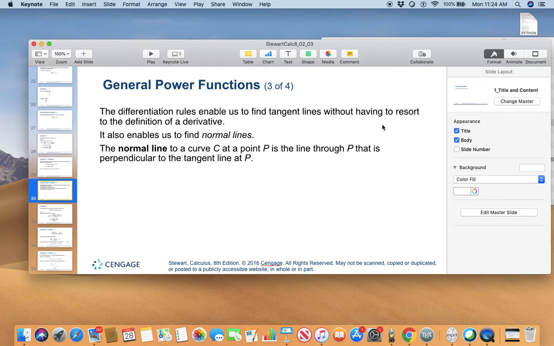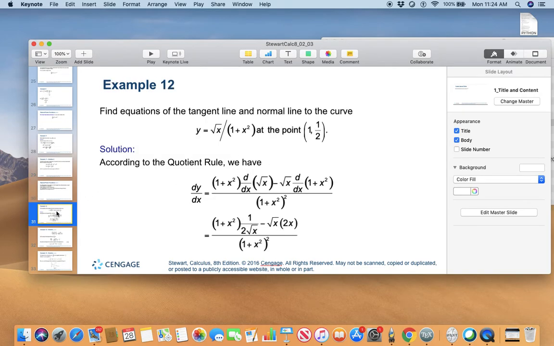Now, once you know how to find a tangent line, then you can also find a normal line. What is a normal line? The normal line to a curve C at a point P is the line through P that is perpendicular to the tangent line. So the only difference between the normal line and the tangent line is their slope. The line perpendicular to the tangent line is the normal line. Otherwise, both of them go through the same point P.